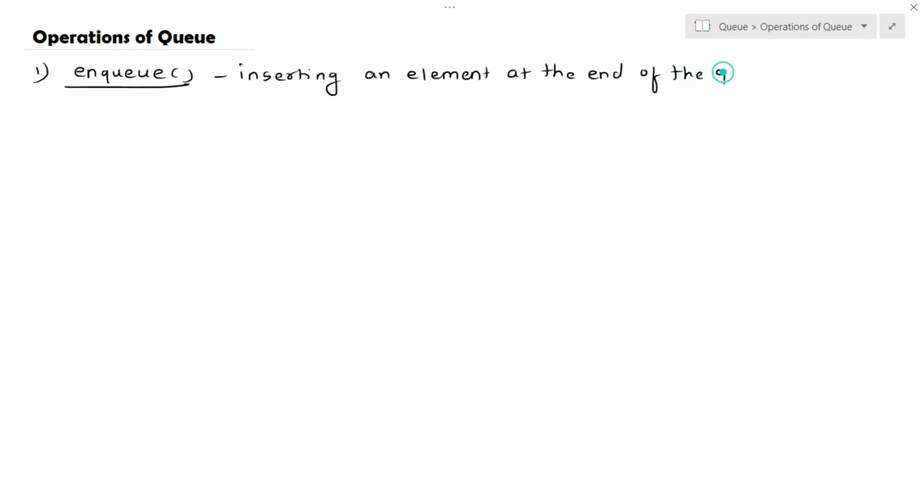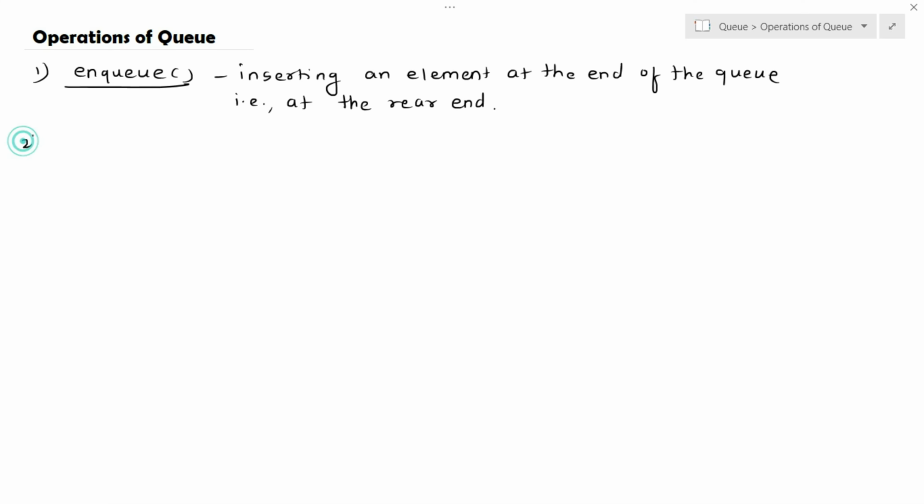Let's see some of the basic operations of queue, starting from the first operation, and that is called enqueue. Inserting an element at the end of the queue, that is at the rear end. This operation is called an enqueue operation.